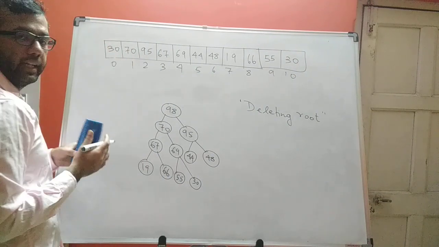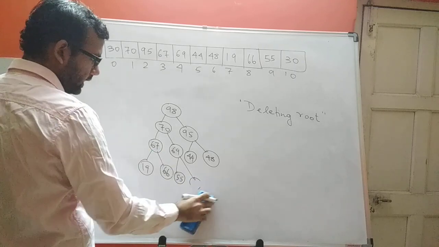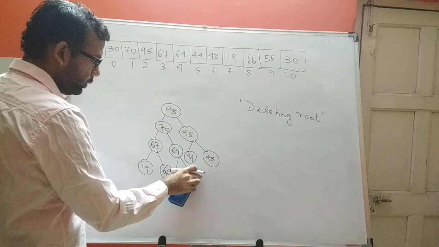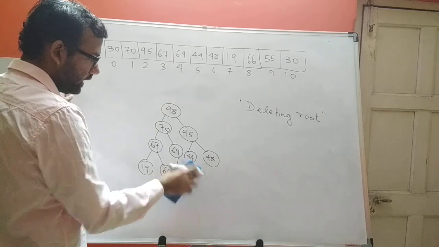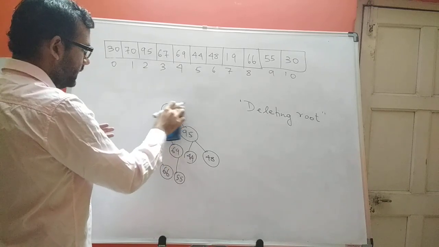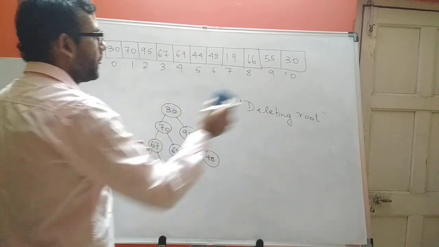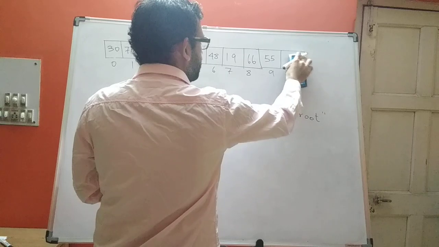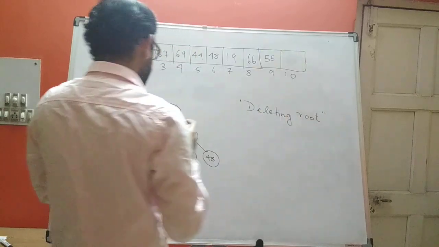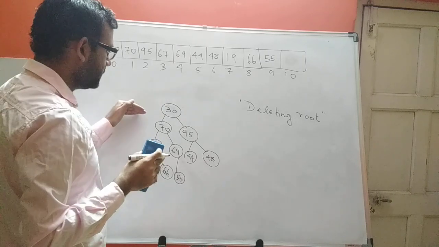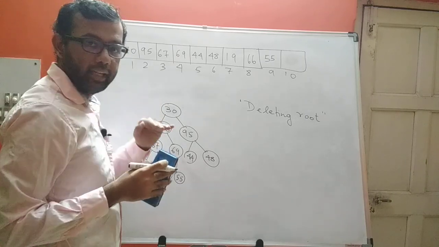So I would replace 98 by 30, and now this 30, I would do it two ways, okay? I would do it in the array as well as here graphically. So here 30 is gone because it has now replaced 98. That means this 30 is no longer there. Now what I would do is I would make the necessary adjustments so that this tree maintains its Max-Heap property.